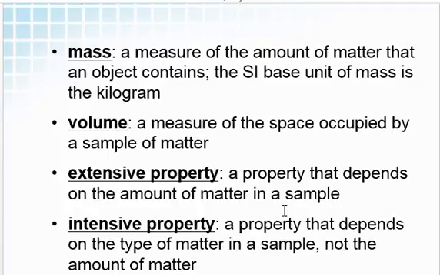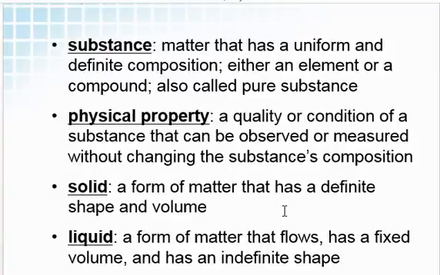Now here are some of the words we've used today. Mass, that's the measure of how much matter something has. We'll measure it in kilograms for ordinary stuff, but in chemistry usually it's grams for small amounts in the laboratory. Volume is a measure of the space occupied. An extensive property is a property that depends on the amount of matter in a sample. An intensive property depends on the type of matter, not the amount of matter.